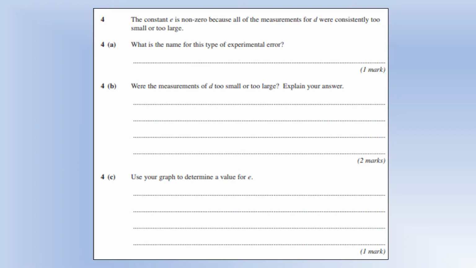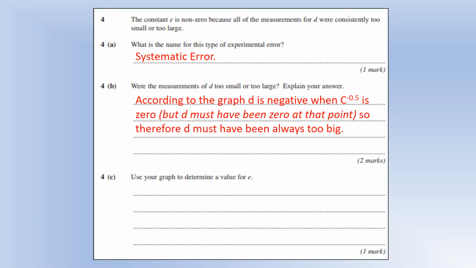Okay, so the constant E in the equation is non-zero because all the measurements of D were consistently too small or too large. What kind of error is this? If it's consistent, that's going to be a systematic type error. So were the measurements of D too small or too large? Explain your answer. Well, according to the graph, D is negative when 1 over root C is 0. But we know D must have actually been 0 at that point. So what that tells us is D must have always been too big in the measurement.